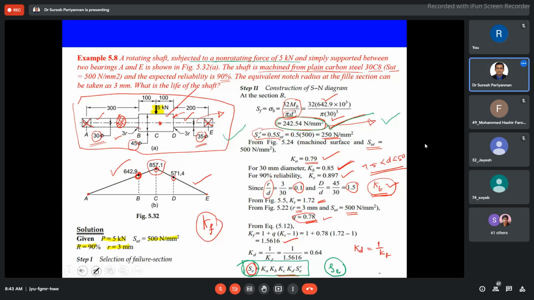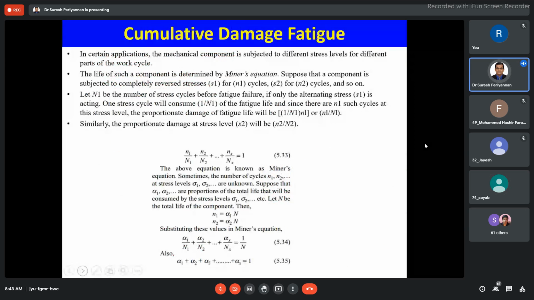Okay. Now I come to the next concept. Suppose the component is subjected to cumulative damage fatigue. What is cumulative damage fatigue? We cannot always expect the component to be subjected to a single stress. Maybe due to some vibration problem, or some non-linear, complex stresses acting in the component, the mechanical component may be subjected to different stress levels for different parts of the working cycle, right? We cannot always consider that.